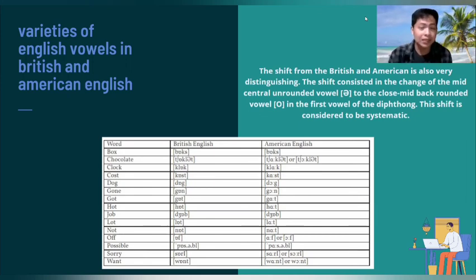Like what you see on the screen, there are example words that begin with the letter O, like in the word box, chocolate, clock, cause, duck, gone, caught, hot, chop, lot, not, off, possible, sorry, want.